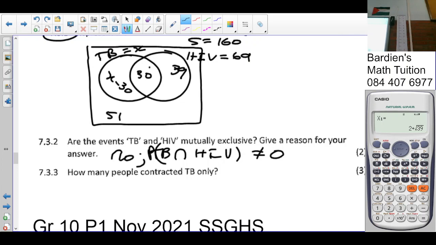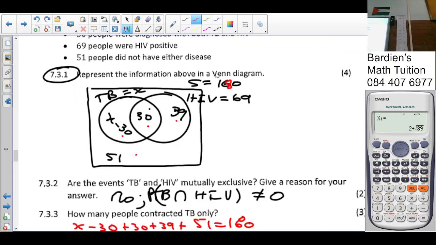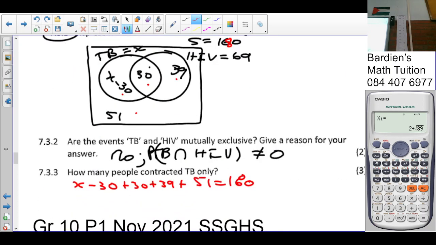Then it says how many people contracted TB only. So in other words, we're calculating X minus 30. Can you see that? Okay. So we say that X minus 30 plus 30 plus 39 plus 51. So all these parts add up to what? 180. Okay, I made a mistake there, no problem. Sorry about that. 180. So this is what I need.